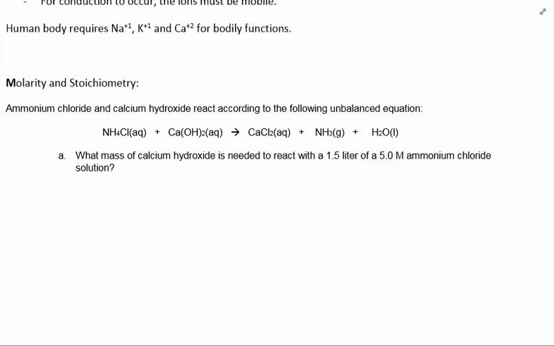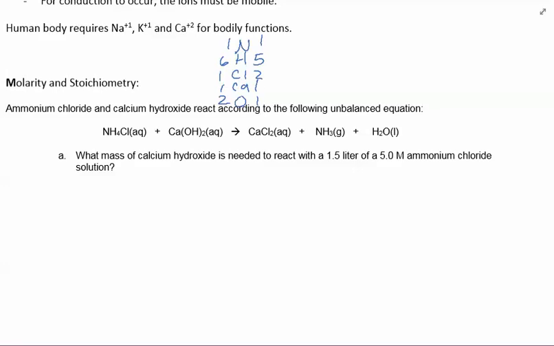So the first part of molarity and stoichiometry is that this is commonly how you see a problem. Rather than working with grams and grams of something, you usually have one of the substances or both as a solution. So it's just a stoichiometry problem with one additional step, figuring out the moles. So we have ammonium chloride and calcium hydroxide reacting according to the following unbalanced equation. So we have to balance it first of all, and then after we balance it, we'll be able to do the stoichiometry.